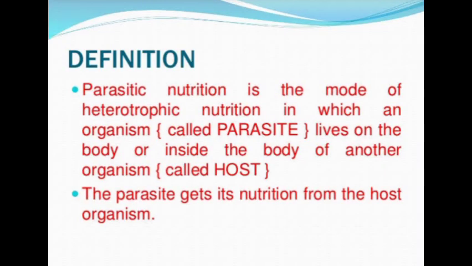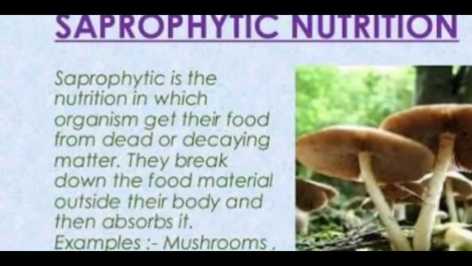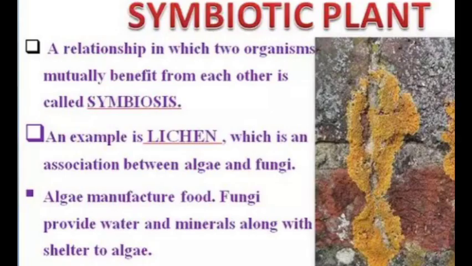Parasitic mode of nutrition is that heterotrophic nutrition in which parasites live on the body or inside the body to get the nutrition. The example of the parasitic mode would be Cuscuta. Now the saprophytic mode of nutrition. It is also a heterotrophic mode of nutrition where the organism depends on dead or decaying matter for its food. For example, mushroom, which comes under fungi.